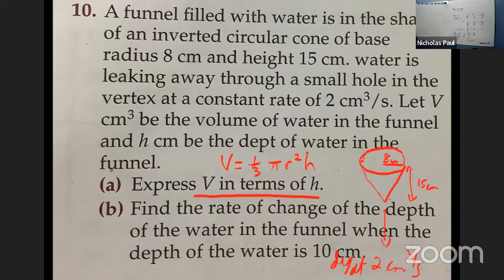Copy it down and see what you can do. I want you to go on the board and do it. You want the rate of change of depth.